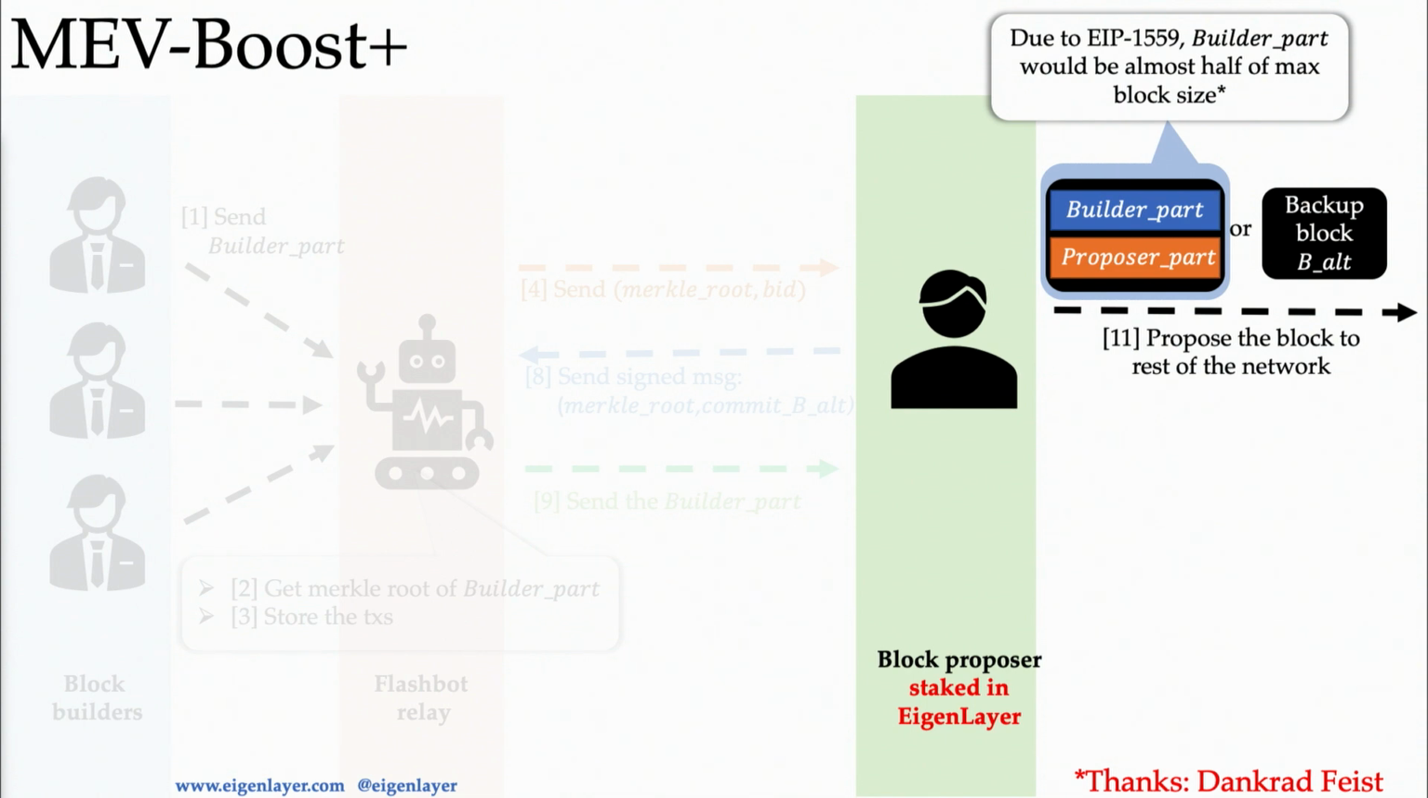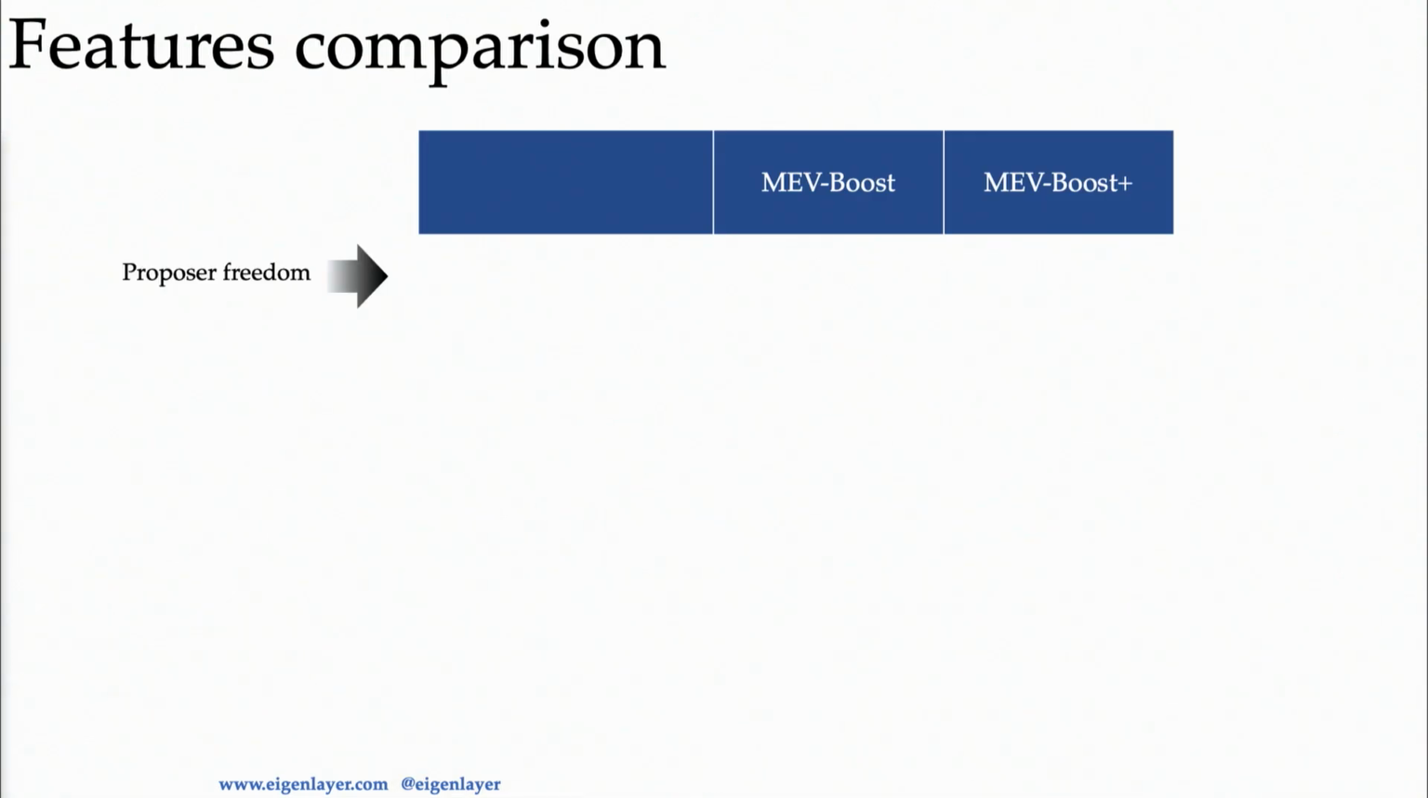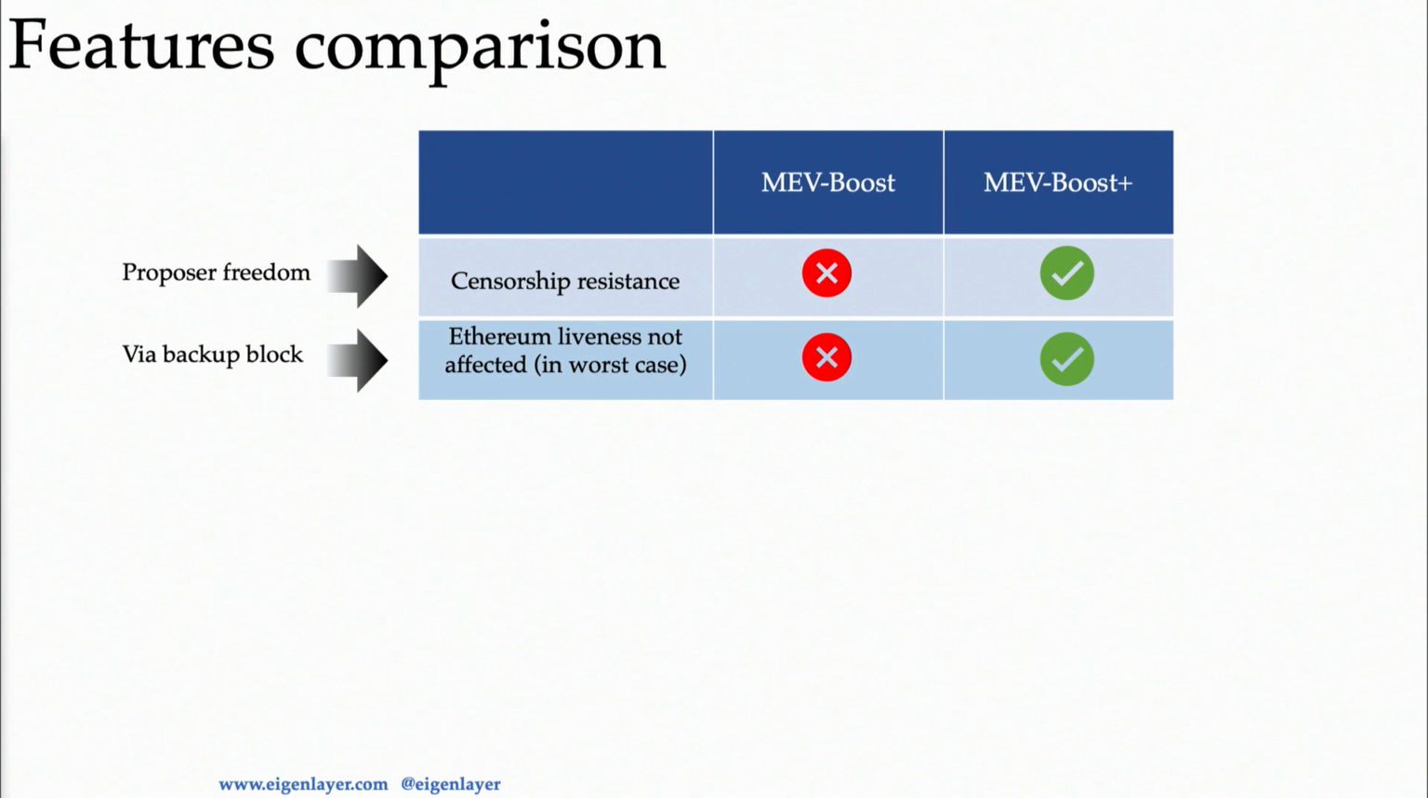OK, so that is MEV Boost Plus. And what we get from this is censorship resistance. Fundamentally, what we're getting is block proposers can exercise their agency to include whatever transactions that they want, in addition to the transactions that the builders and relays are giving them. All right. Now, we saw this, but there are also other things.